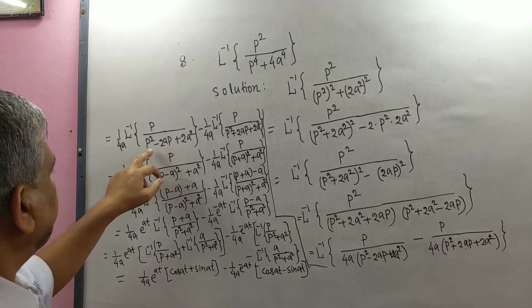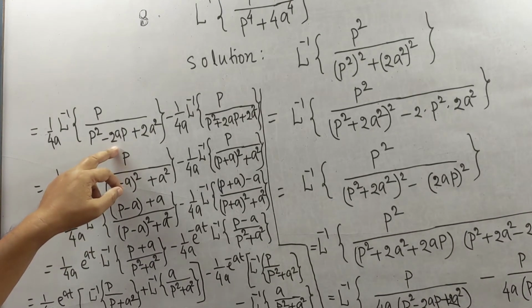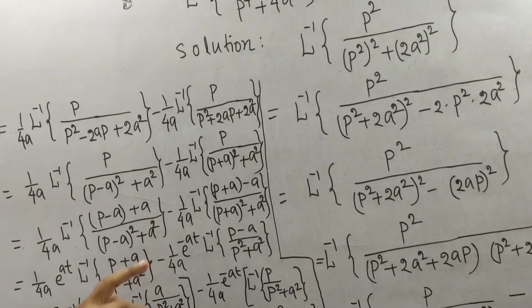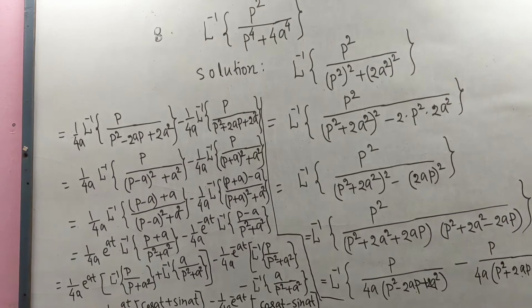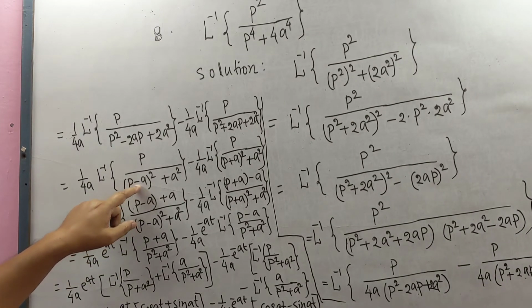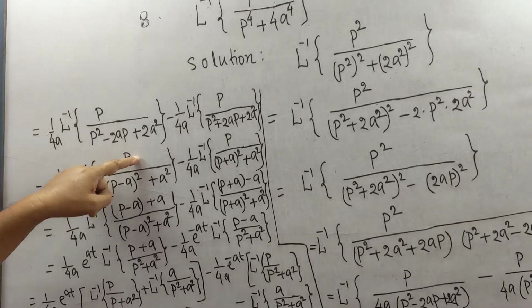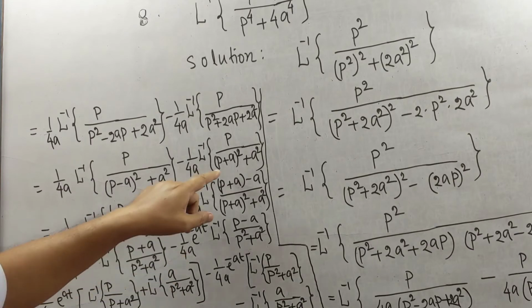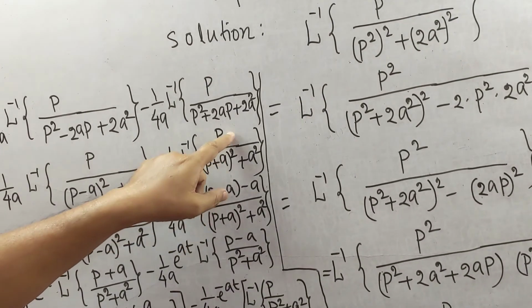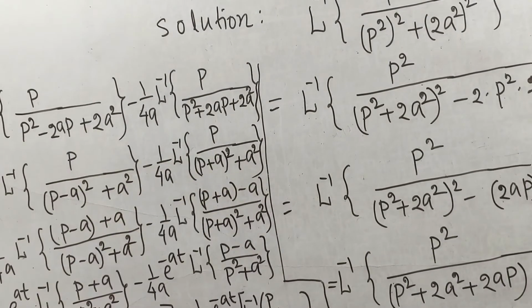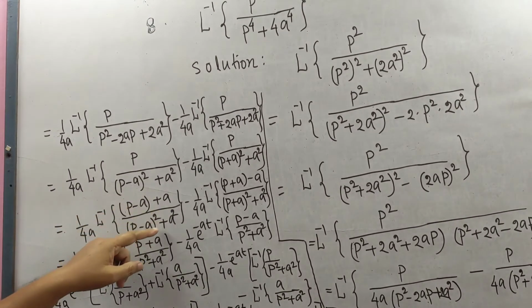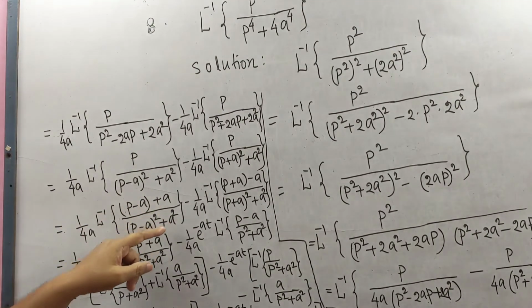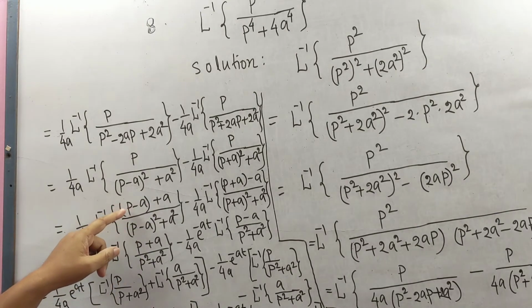So here we make p minus a whole square plus a square, and here p plus a whole square plus a square. Here we see that p minus a, so we make here also p minus a, and then p plus a. Here we see that p plus a, so we write here p plus a and minus a. This is the function of p minus a, so we apply the first shifting theorem.